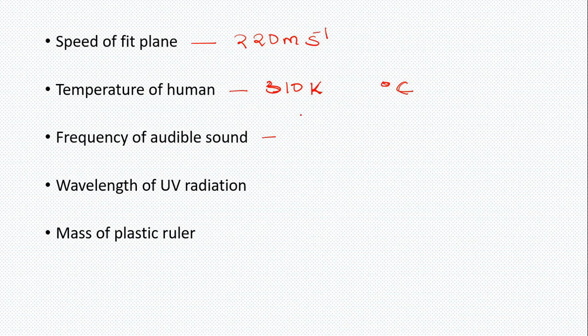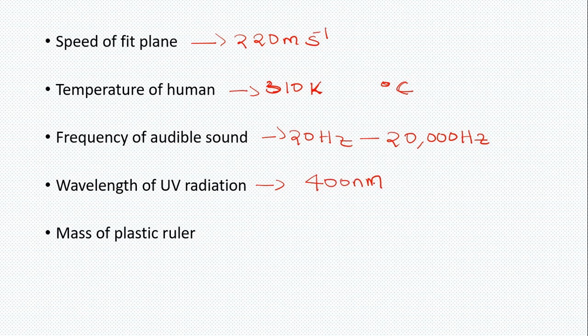Now, the frequency of audible sound. The frequency of audible sound is between 20 hertz to 20,000 hertz. So it's between 20 hertz to 20,000 hertz. So anything like 30 hertz, 40 hertz, 100 hertz, 2,100, those are within the required frequency that is audible to humans. Now, what about the wavelength of UV light or radiation? The wavelength of UV radiation is about 400 nanometers. I hope you all know what a nanometer is. In our previous video, we talked about the prefixes that we use to accompany meters.